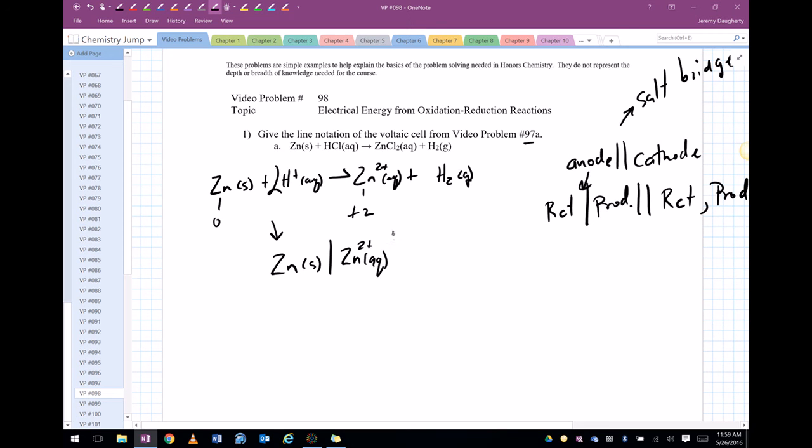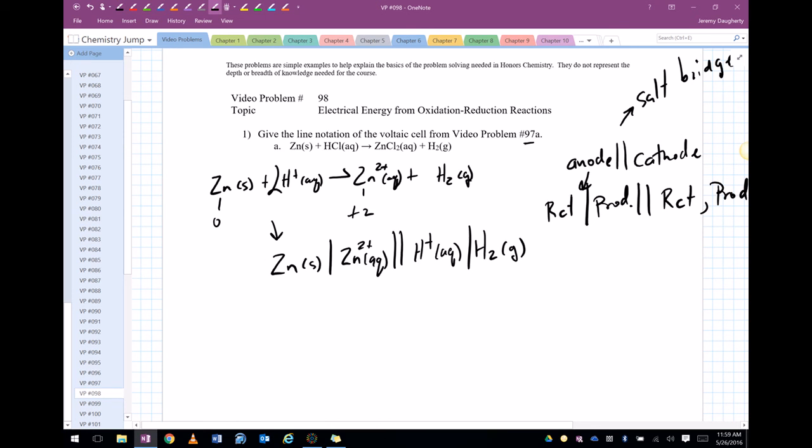So that's the anode. Now to the cathode. Start out with the reactant, which is the hydrogen ion. Now, a lot of times you'll have to give the molarity of it, so we'll have to say that it's 1 molar or something like that. But we're not going to do that here. Now this gets into the hydrogen gas as the product. That's a different phase. So that's H2 as a gas.